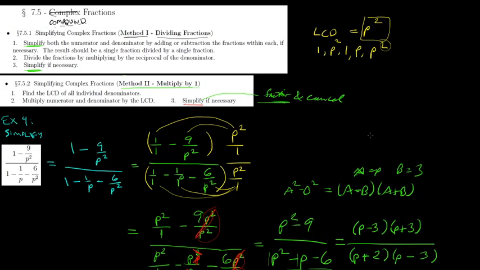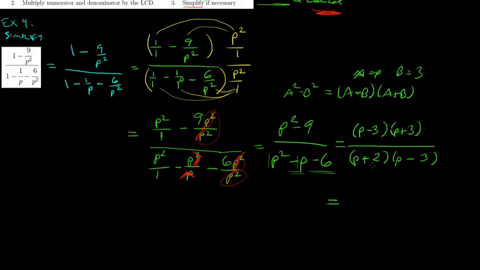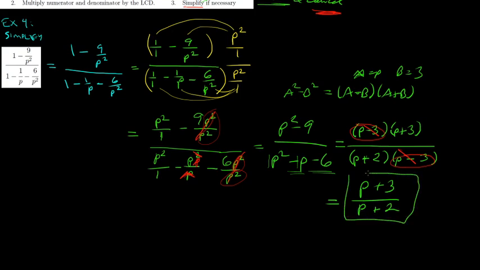Remember, the other part was cancel. What are we canceling here? The only factor that cancels is this, the p minus 3 on top and the p minus 3 on the bottom. So we cancel those, and we end up with, in the numerator, p plus 3, and in the denominator, p plus 2. And now we're finally done. Okay, so I think that should be the final answer, right?